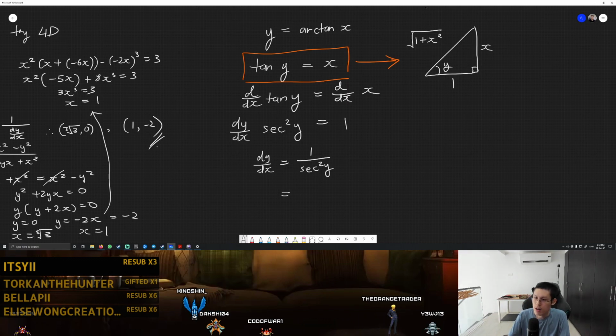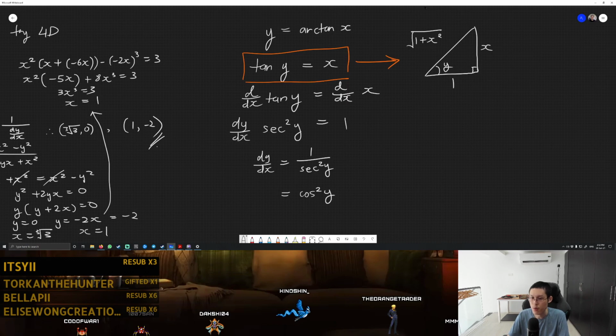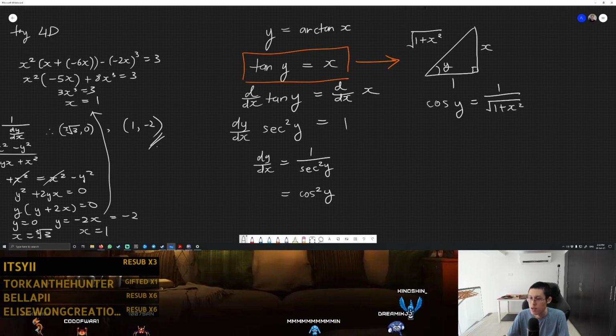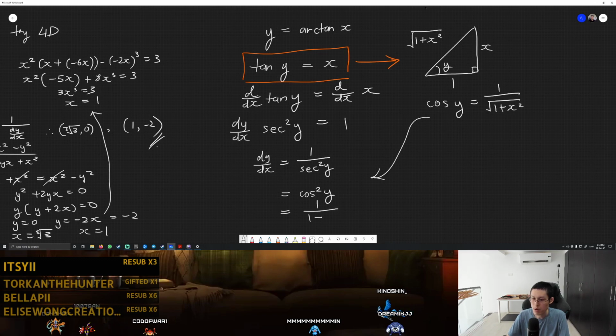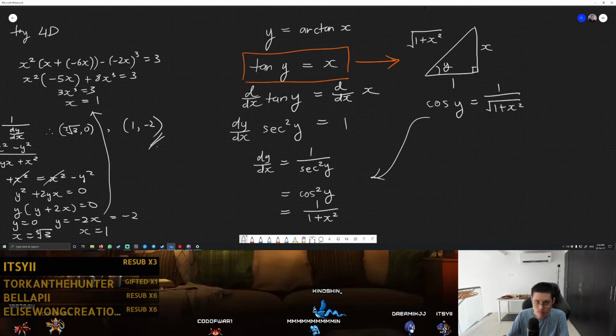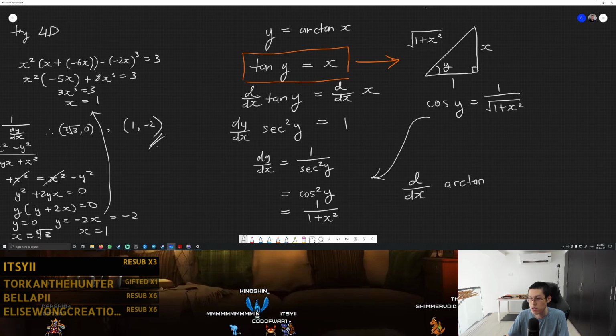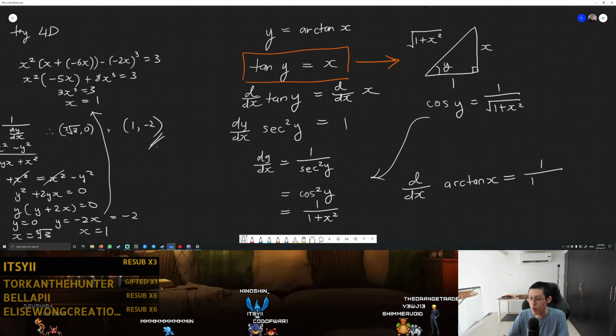So what is secant squared y? Secant squared y is 1 over cos squared y. So what is cos y if we were to use this right angle triangle? We're going to get 1 over the square root of 1 plus x squared. So we can use that and chuck that in here, which gives us 1 over 1 plus x squared, because the square root gets squared and disappears. Therefore, we know that when we differentiate arctangent x, we actually get 1 over 1 plus x squared.